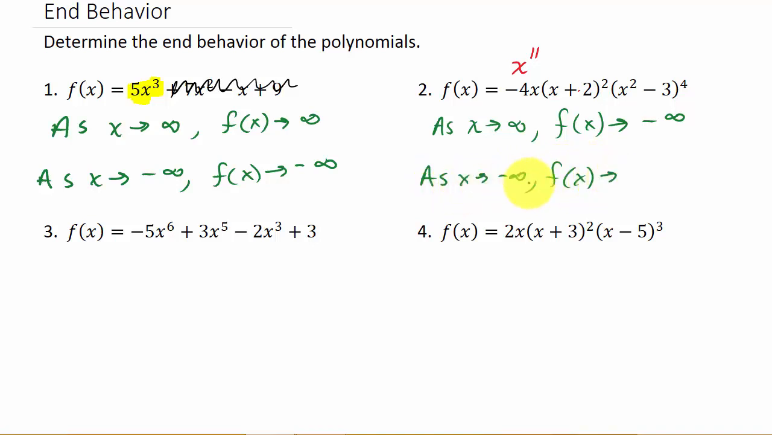So as x goes to negative infinity, if I take a negative number and raise it to the 11th power, well, if you raise a negative number to an odd power, you get a negative back, right? Just like if you raise it to the 3rd, a negative times a negative is positive, times another negative is negative. And you can see that would work the same as raising it to the 5th, the 7th, the 9th, and in this case the 11th power.